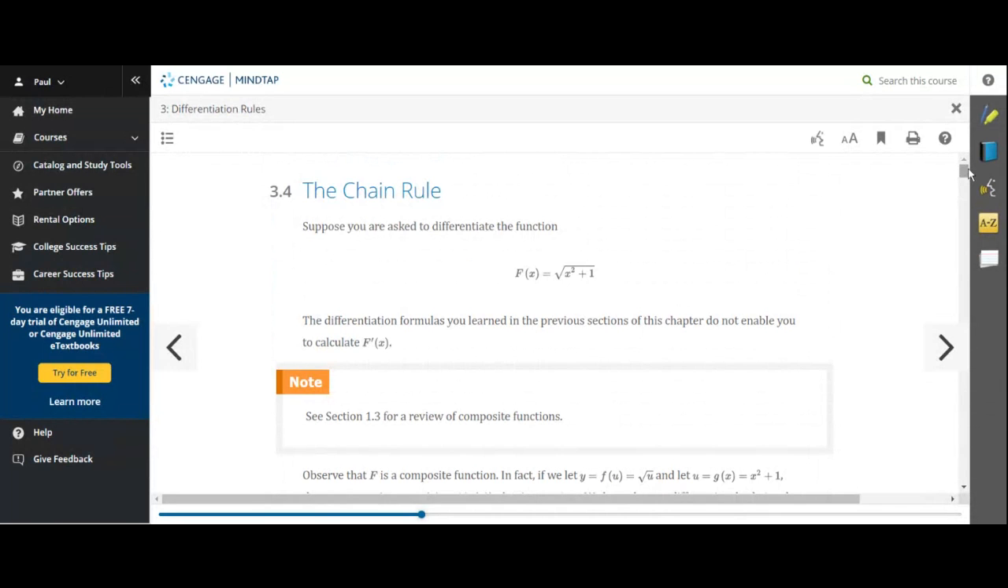Okay, so they start off here. Okay, and I'm assuming everybody can see the screen fine.